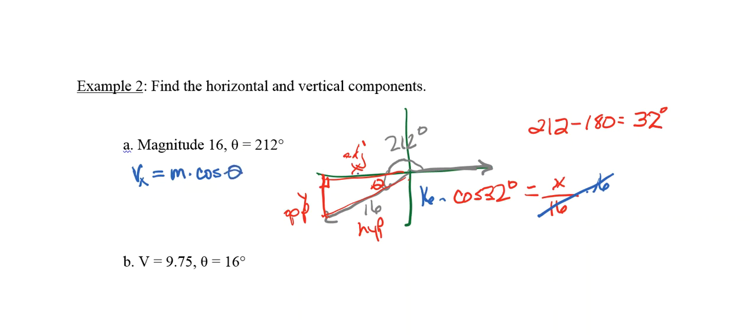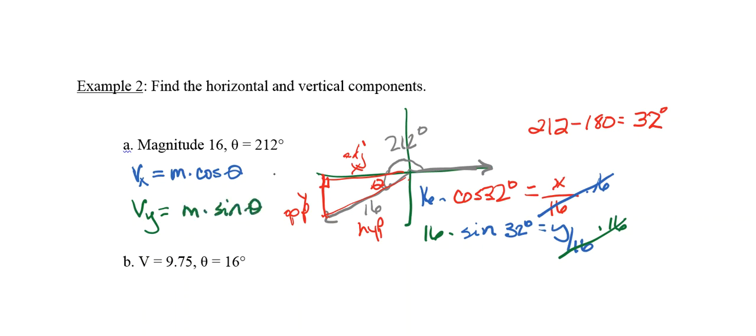And then if we think about it, the y is the opposite. Opposite over hypotenuse is sine. So we would do sine of 32 equals y over 16. We would do the same process of multiplying by 16. And so every time we end up trying to find the vertical one, it's the magnitude times sine of theta.